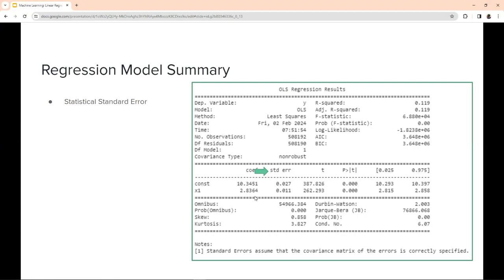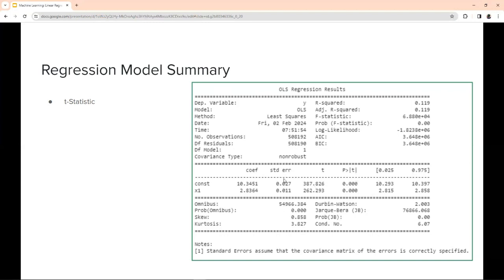And the ratio of the estimates to the standard error, right? So the ratio of this estimate to the standard error is referred to as your T statistic, right? This column right here. And the T statistic is the value that is used to compute this column, right? The probability that we get a T statistic greater than what we have here.